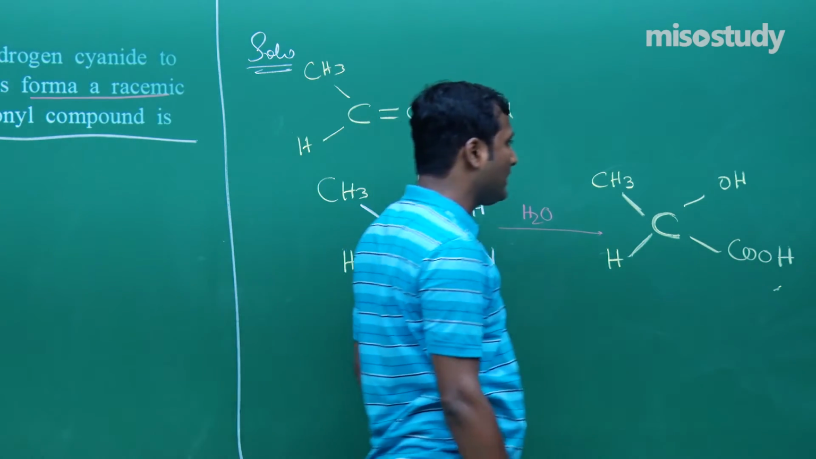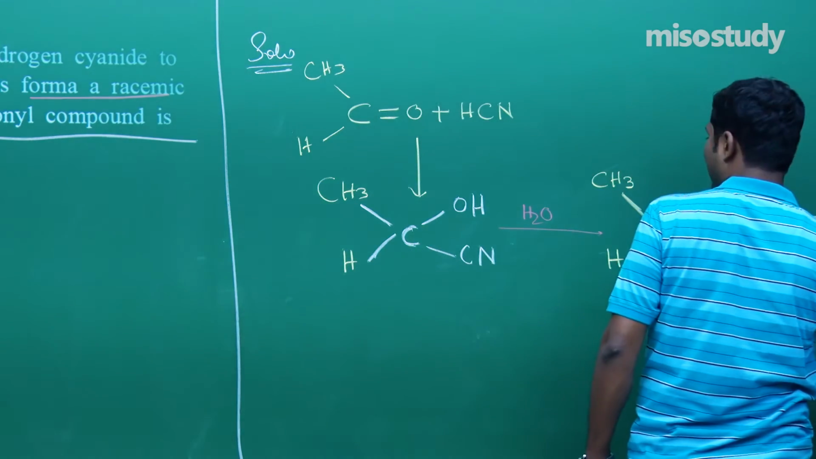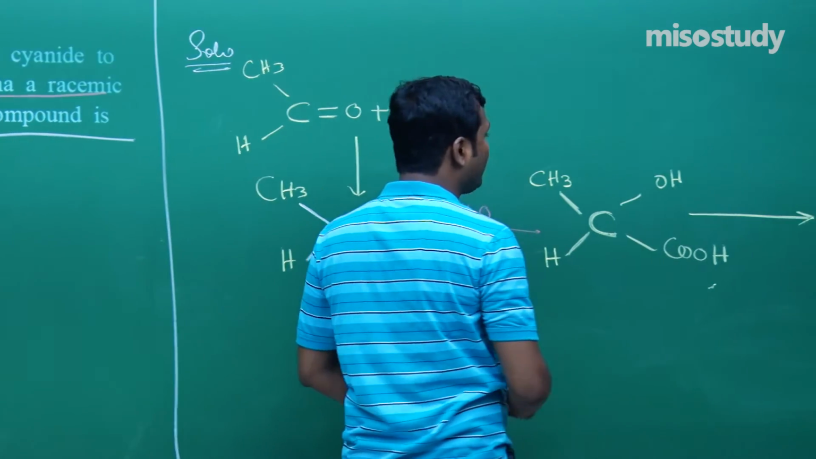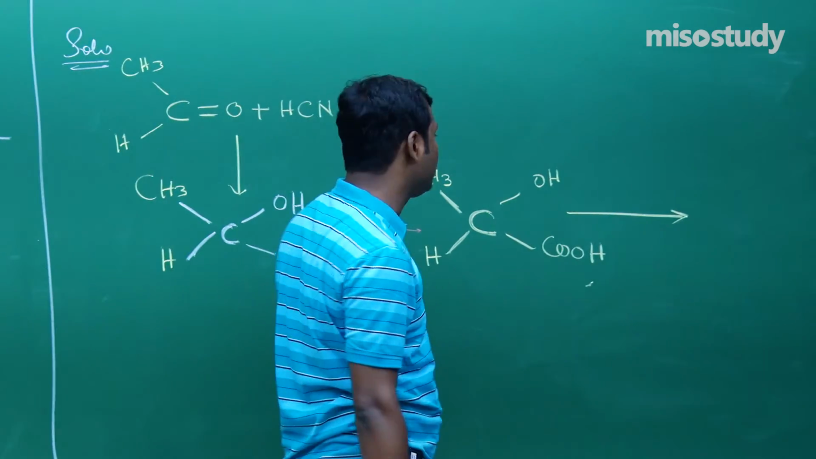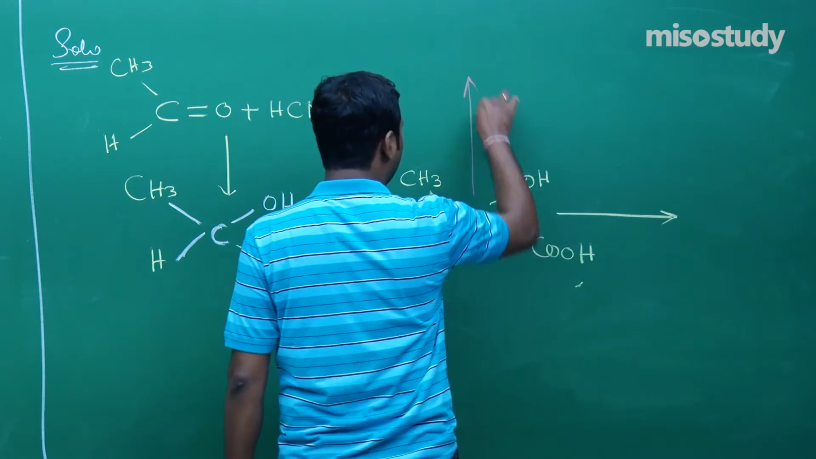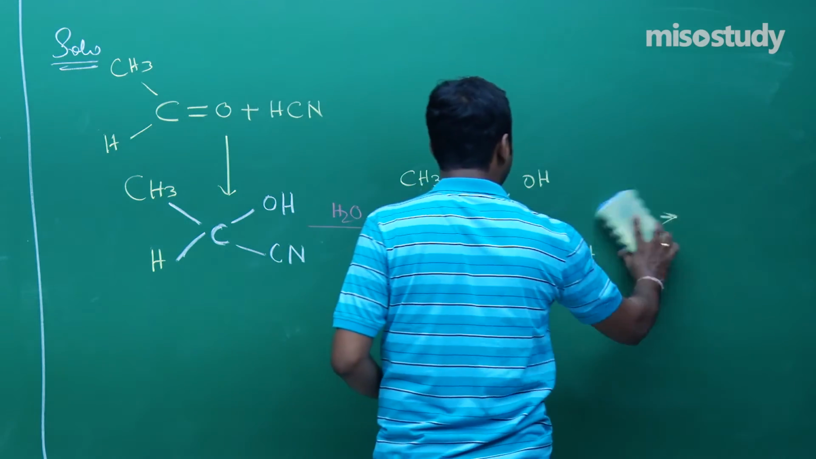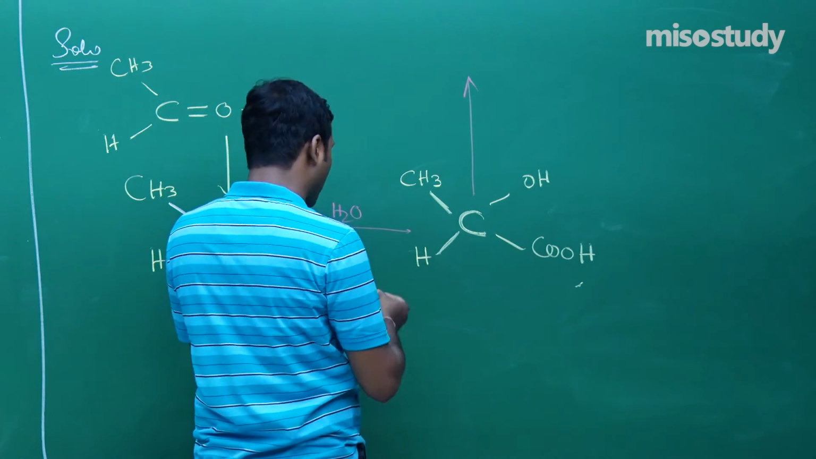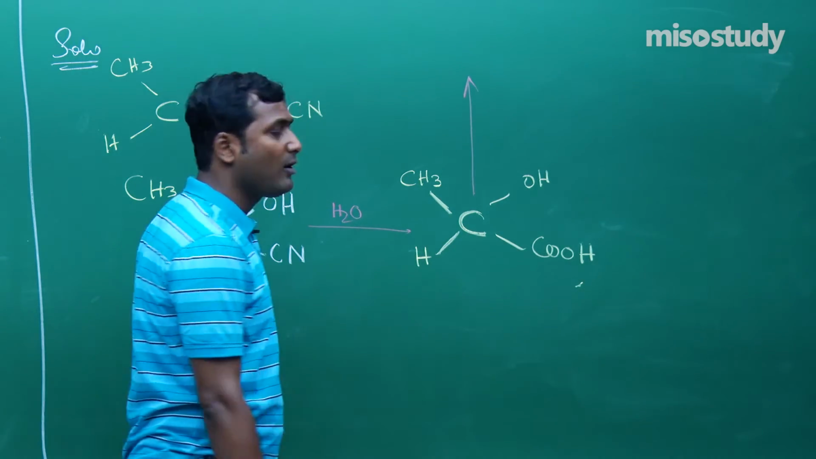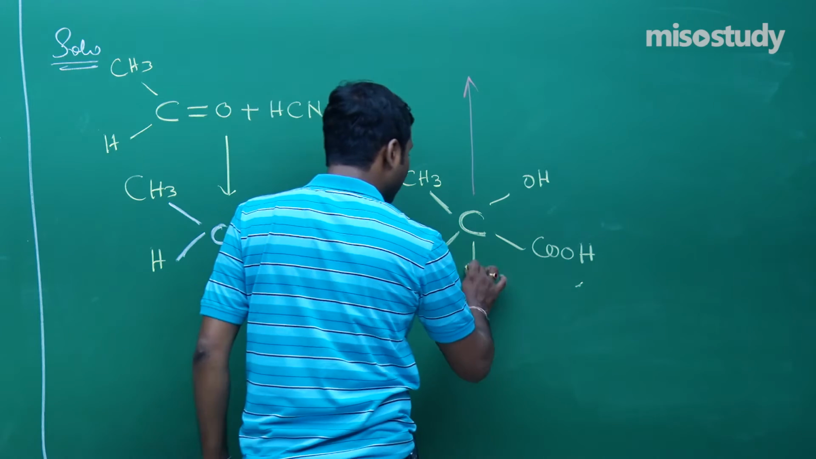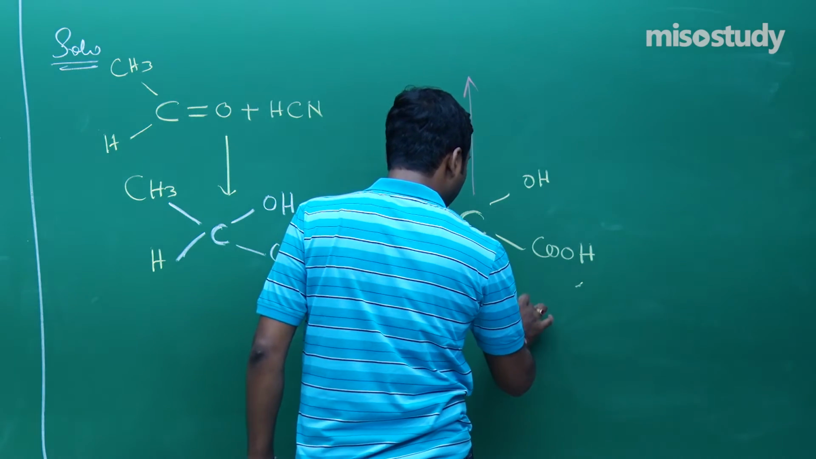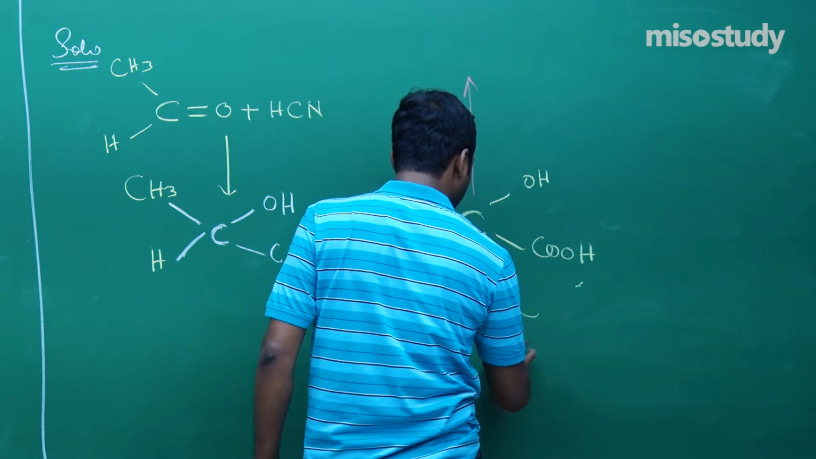Now in this case, what will happen? They are optically active. It will exist in two forms, the racemic form. The two forms are the D and L forms, optically active. Why optically active? Because this one is a chiral center, chiral carbon.